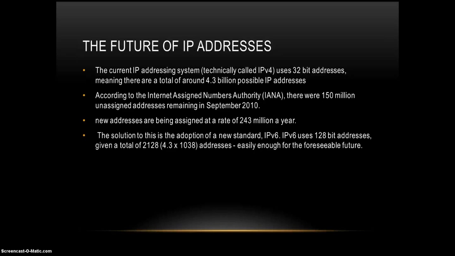New addresses are being assigned at a rate of 243 million a year, so it's projected that we will quickly run out of IP addresses. The solution to this is adoption of a new standard, IPv6. IPv6 uses 128-bit addresses, giving a total of 2^128, or 3.4 times 10^38 addresses, easily enough for the foreseeable future.